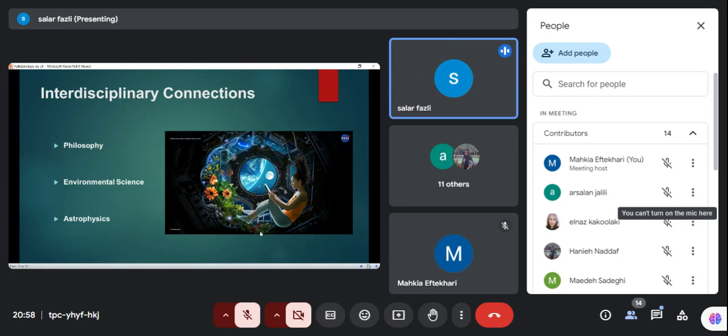Interdisciplinary connections, such as philosophy, environmental science, and astrophysics, which we are going to pass quickly. Astrobiology links with various fields. One of them is philosophy. Questions about the nature of life and our place in the universe lead to philosophical discussions on existence, consciousness, and the meaning of life.